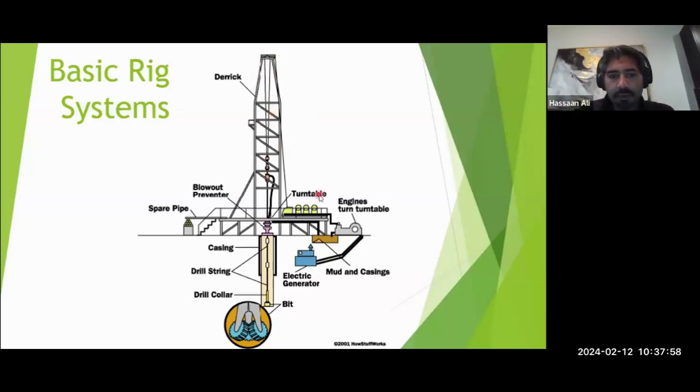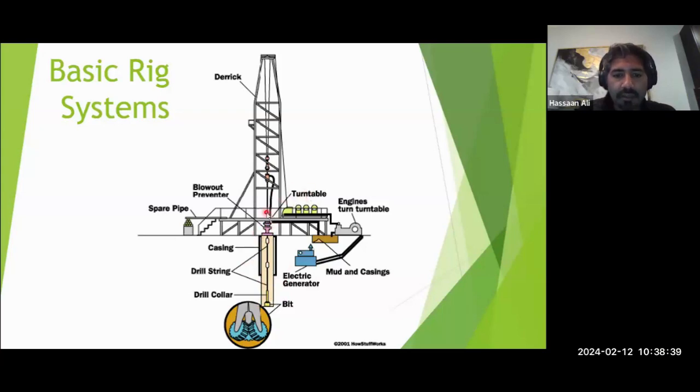Then you have a turntable. I'm going to discuss in the next slide what the turntable is. And then we have big engines that are powering your mud pumps, and then your electrical generators and your drill bit, which makes up the bottom hole assembly, BHA. This is something which you will hear whenever somebody is talking about a BHA. That means a bottom hole assembly. It can be a drill bit made up with drill pipe, or it can be something which is going downhole for drilling purposes. And then your drill string is made up of drill pipe, and then your casing. We are going to discuss casing in coming slides.